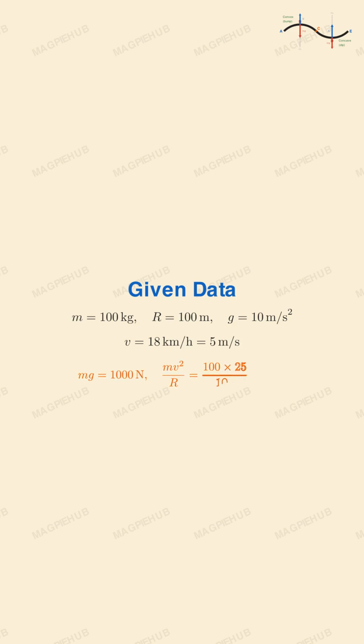Let us first note the given data. Mass m is 100 kilograms. Radius r is 100 meters. g is 10 meters per second squared. Speed is 18 kilometers per hour, which converts to 5 meters per second. So mg equals 1000 newtons. And mv squared over r equals 100 times 25 over 100, which is 25 newtons.